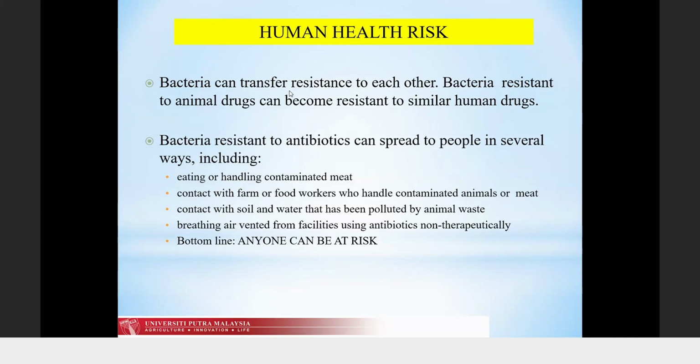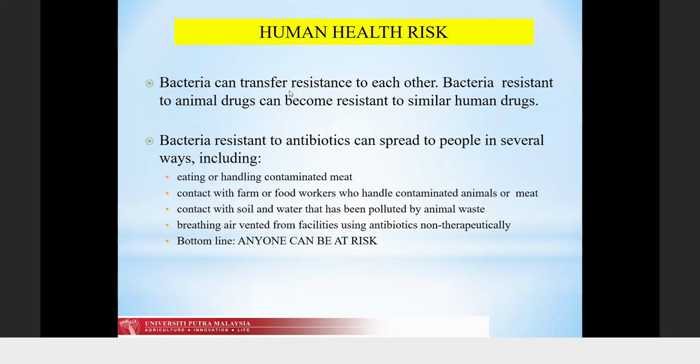But if they handle these contaminated animals and meat, and they don't wash their hands, then there is a possibility of them getting the organism. Sometimes with contaminated meat, this organism can be destroyed after cooking, but it must be proper cooking. If you cook meat well done, then everything will get killed. Usually if you cook curry, you are safe, no problem, because you boil the chicken for some time, you cook it at a high temperature.